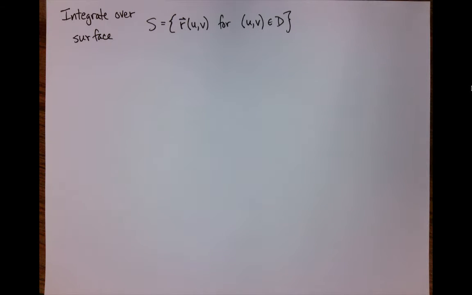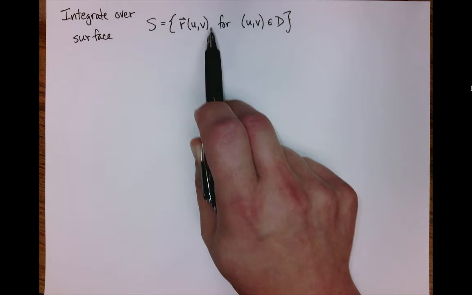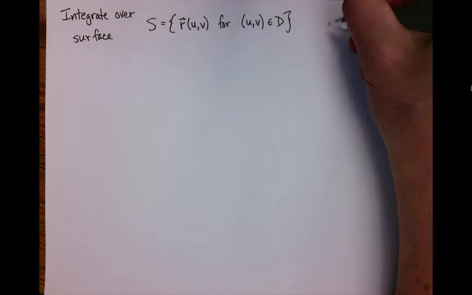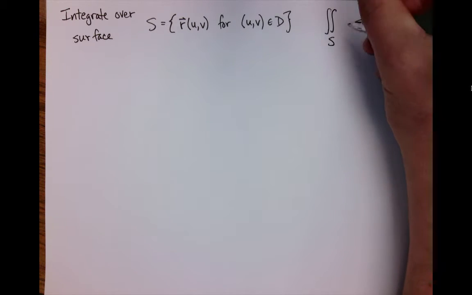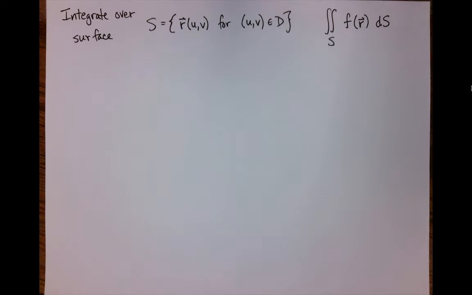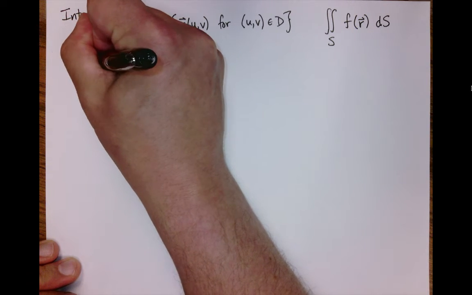Now we're ready to talk about how to integrate over a surface S, where S is given as a parameterized function of two parameters that live in some region D. So here's how we write the surface integral of a scalar function f. We write it as the double integral over S of f dS.